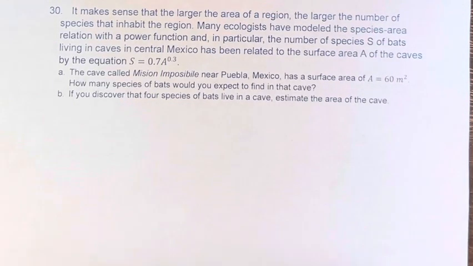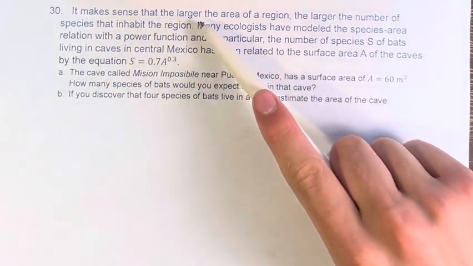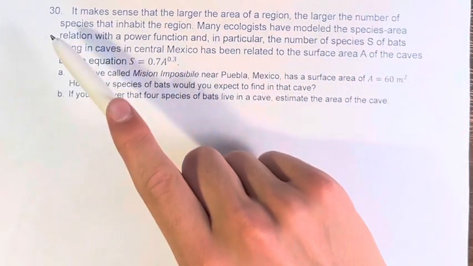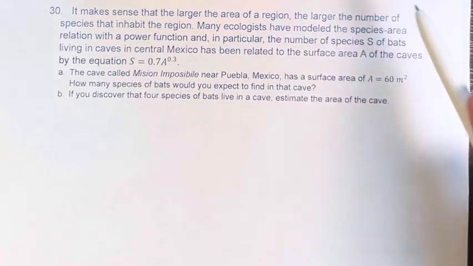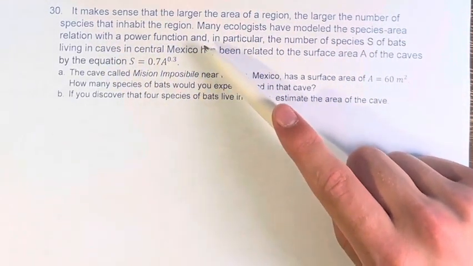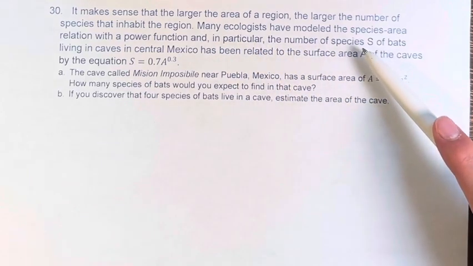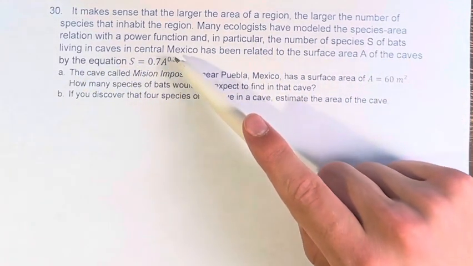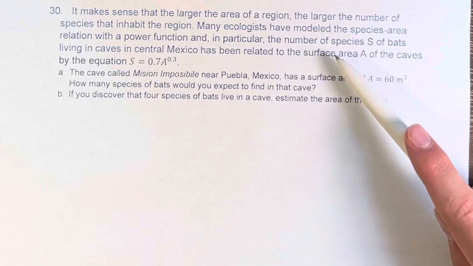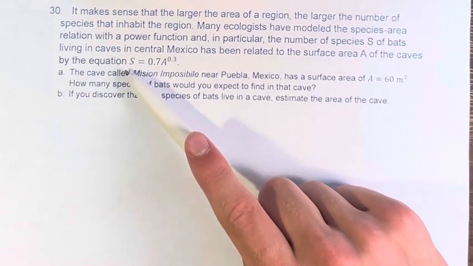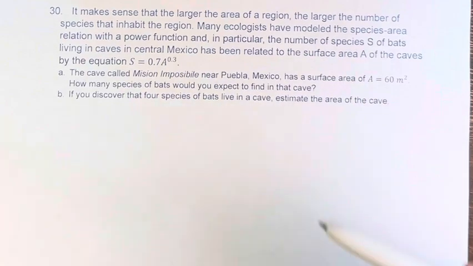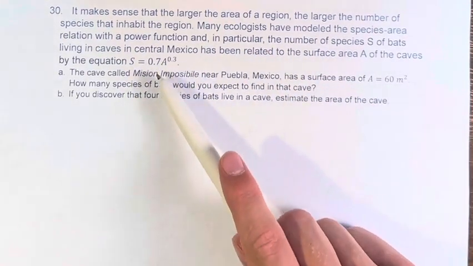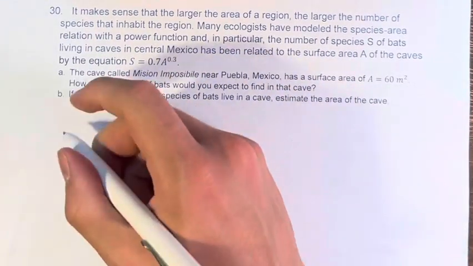In this problem, we're told it makes sense that the larger the area of a region, the larger the number of species that inhabit that region. Many ecologists have modeled this species-area relation with a power function, and in particular, the number of species S of bats living in caves in central Mexico has been related to the surface area of the caves by the equation S is equal to 0.7 A to the 0.3. S is the species of bats, A is the surface area of the caves.